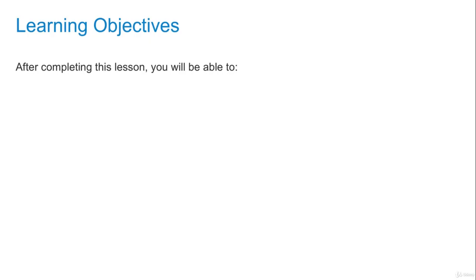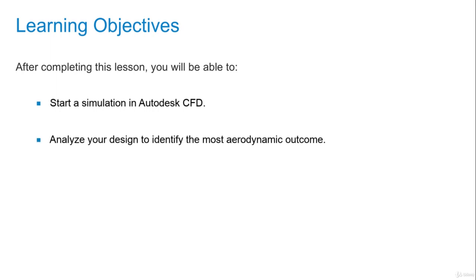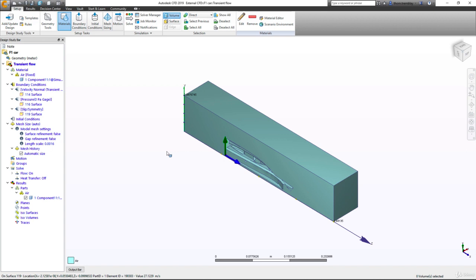After completing this lesson, you will be able to start a simulation in Autodesk CFD, analyze your design to identify the most aerodynamic outcome, and review the results of the analysis. We'll continue with the model in CFD that was set up in the previous part of the lesson. If you didn't complete the setup portion, please do so now.